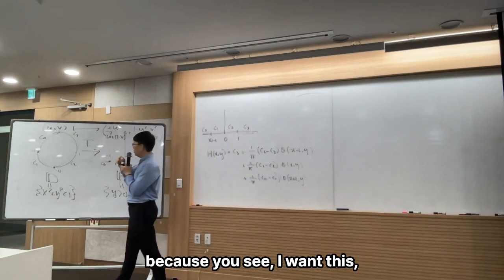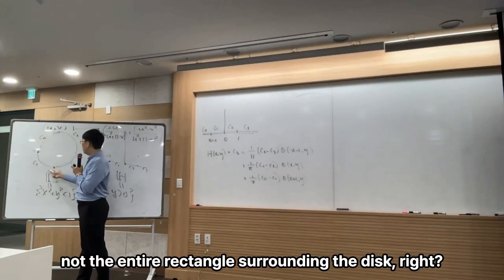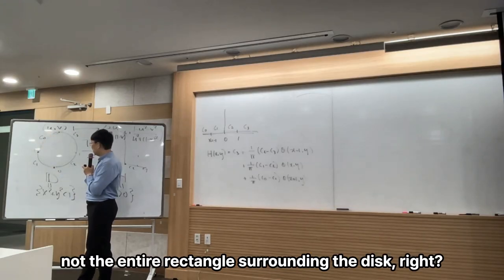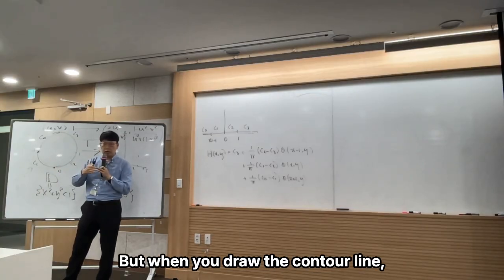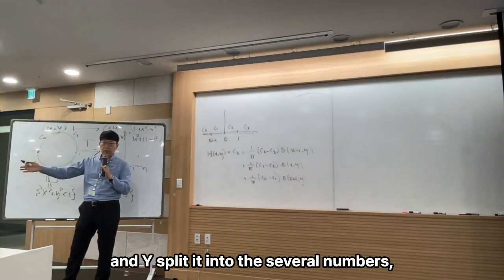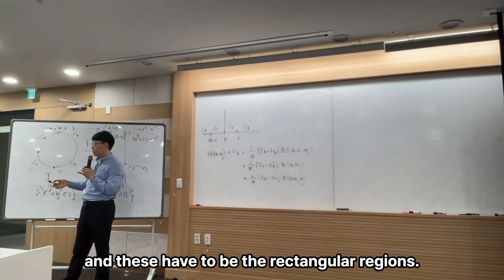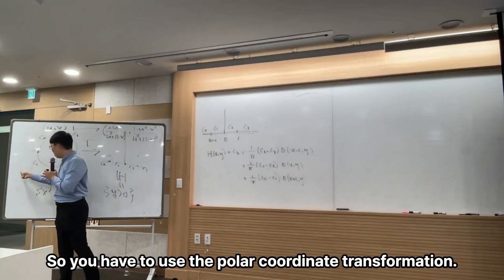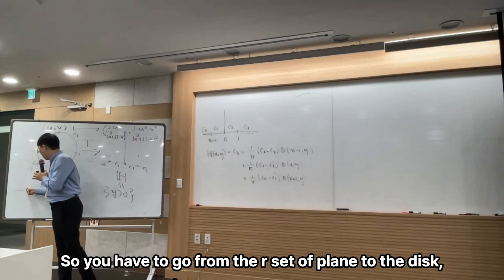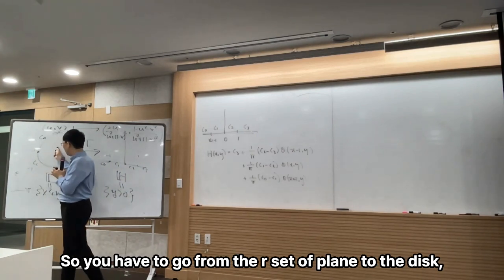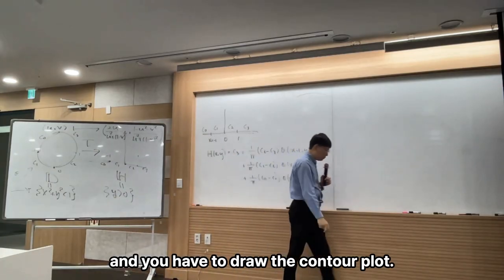It's not simple because I want only the disk, not the entire rectangle surrounding the disk, right? When you draw the contour line, you have to split x and y into several points, and this has to be a rectangular region, not a circular region. So you have to use the polar coordinate transformation. You have to go from the r-theta plane to the disk, and then draw the contour plot.